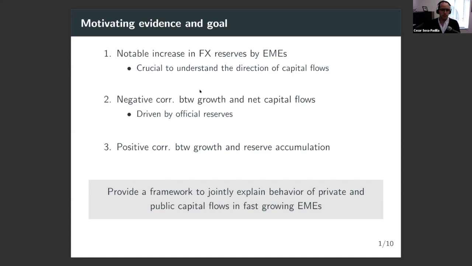Okay, and so that brings us to point three, that there is this positive correlation between growth and reserve accumulation. So the point of the paper is to think about these three facts and do what's in this shaded box at the bottom of the slide. The goal of the paper is to provide a framework to jointly explain these behaviors of private capital and public flows in fast-growing emerging economies. They want to provide a theory to think about this in an orderly way.